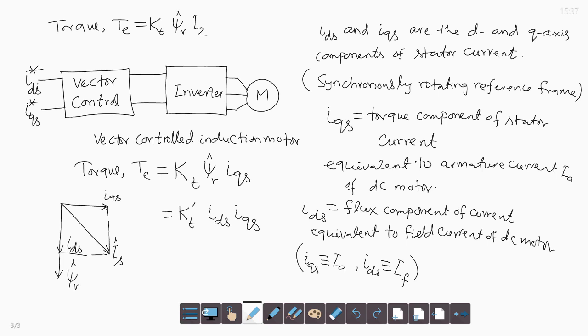So, the torque expression is similar to the DC motor expression, and particularly vector control.